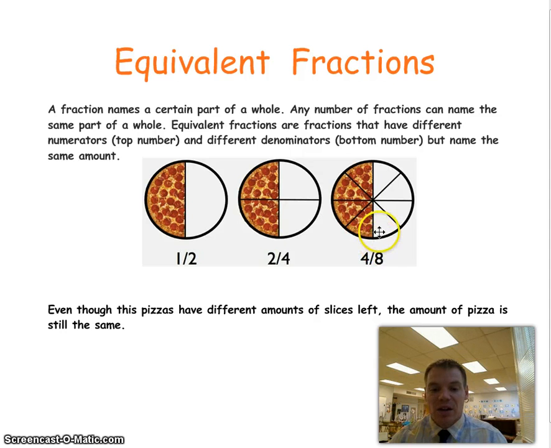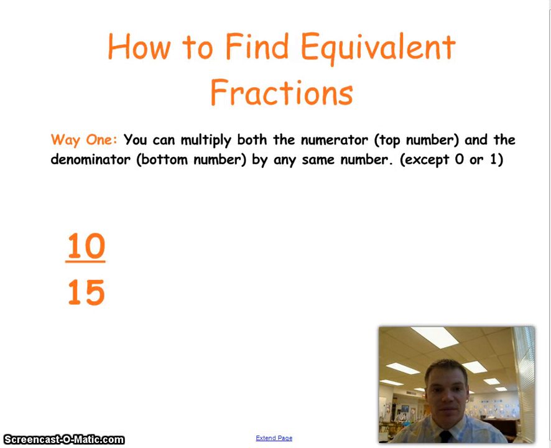And finally, there's 1, 2, 3, 4, 5, 6, 7, 8. The 8 again represents how many pieces there were, and the 4 represents how many are left over. Again, they're represented in different ways by fractions, but you can tell there is the exact same amount of pizza with a half, 2/4, and 4/8. It says, even though the pizzas have different amounts of slices left, the amount of pizza is the same. And that's what an equivalent fraction is.